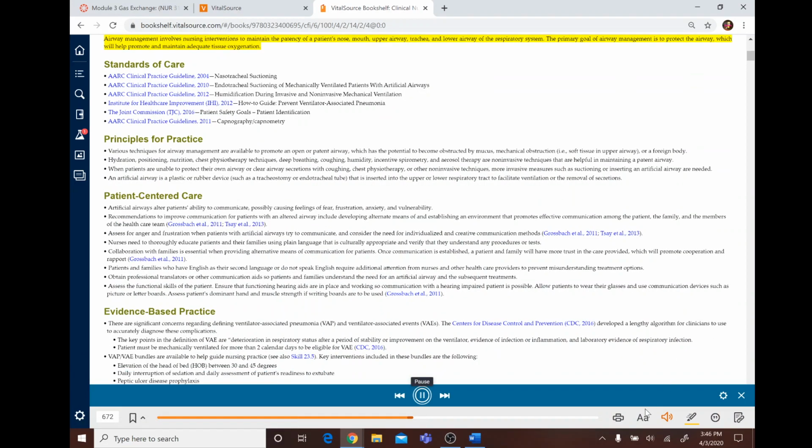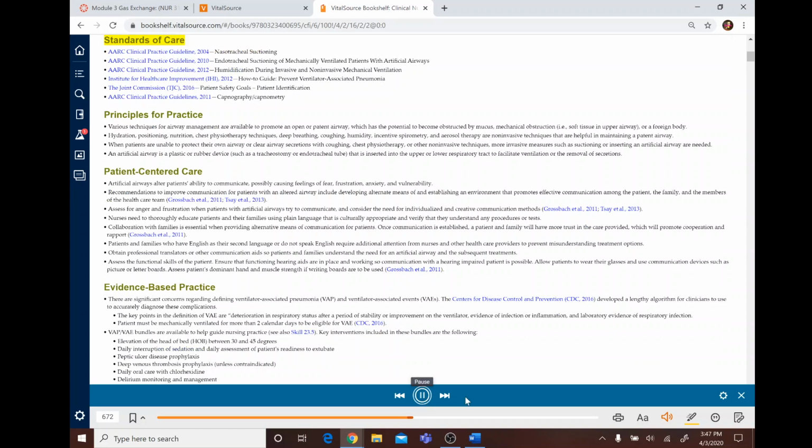Purpose. Airway management involves nursing interventions to maintain the patency of a patient's nose, mouth, upper airway, trachea, and lower airway of the respiratory system. The primary goal of airway management is to protect the airway, which will help promote and maintain adequate tissue oxygenation. Standards of care.